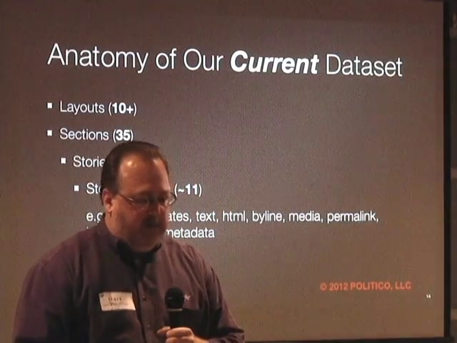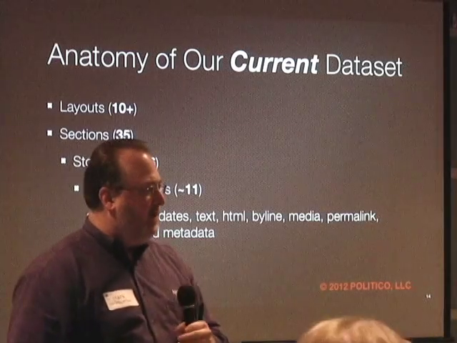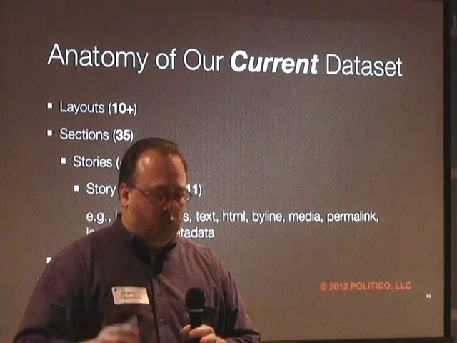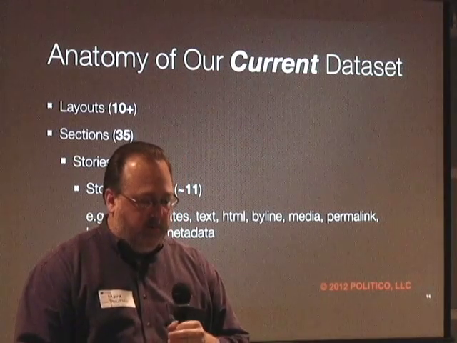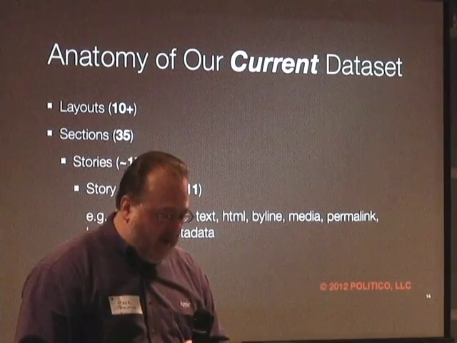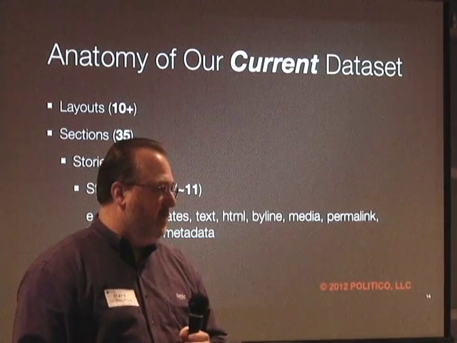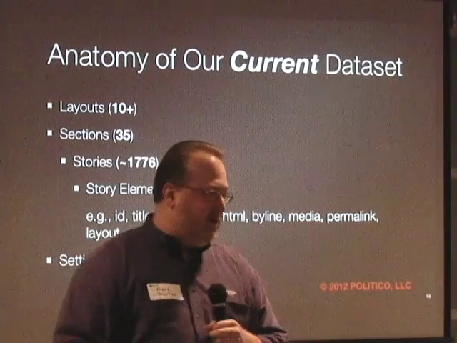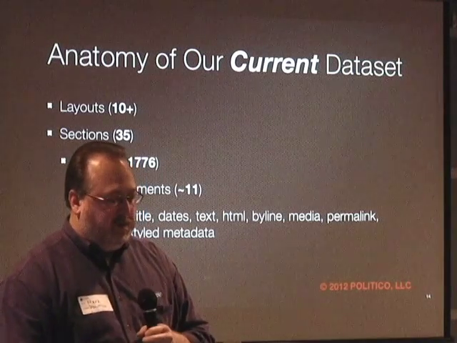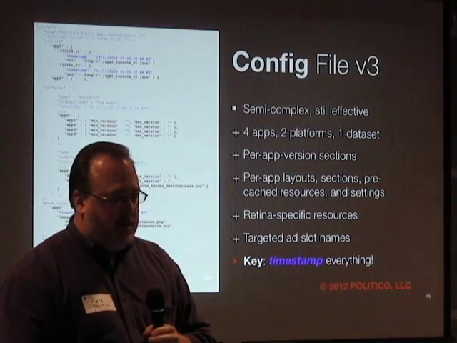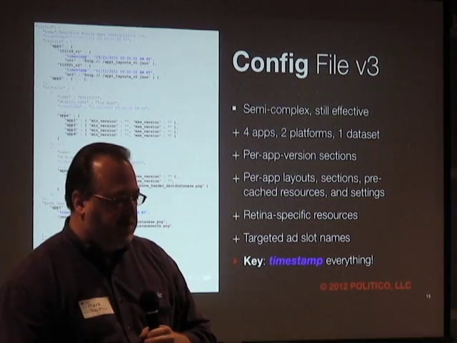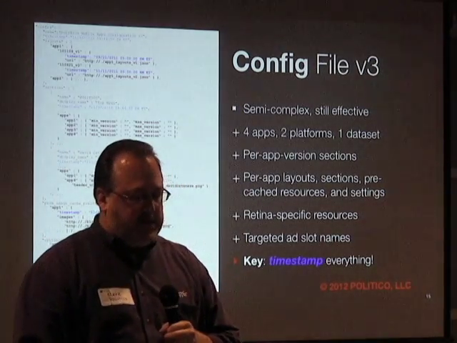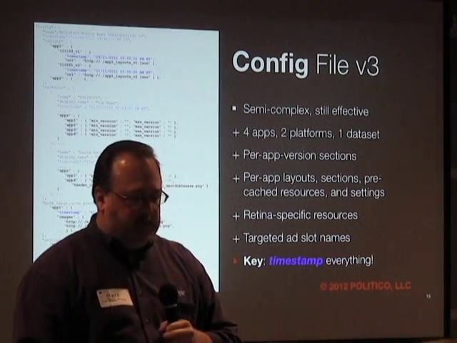Anyway, so the anatomy of our current data set, now we continue to evolve it. That was iPad version 2, and Android phone version 1. And so now we continue to evolve this, and now we've got 10 layouts. We've got 35 sections, so we went from 1 to 10 to 35. We've got somewhere around close to 2,000, actually more stories, a whole bunch of different elements and new settings. So this is the version 3 of our config file. Now it's a little bit less simple. It's more complex. We've got 4 apps, 2 platforms, 1 data set.